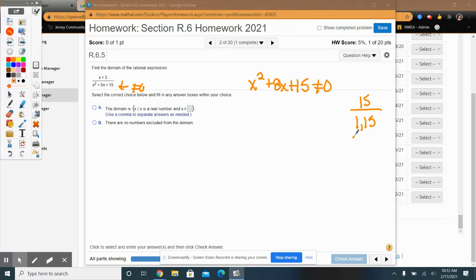It's not 1 and 15. How about 3 and 5? Yeah, that will give me 8. So it's an x plus 3 and an x plus 5. But that cannot equal 0.